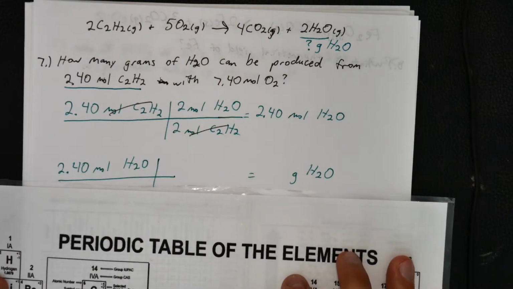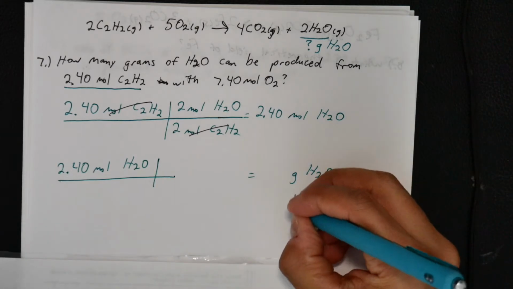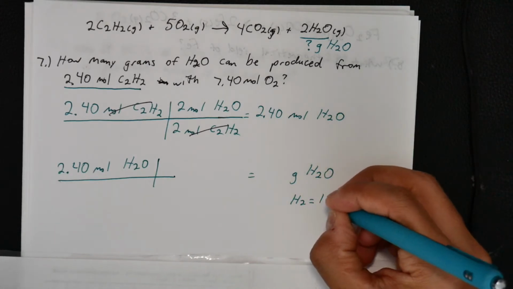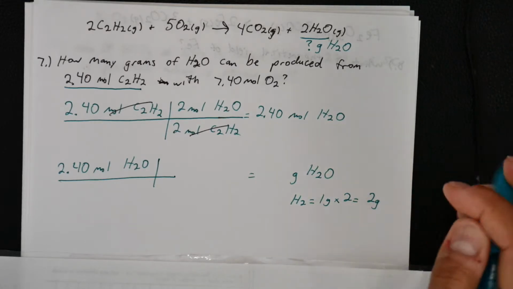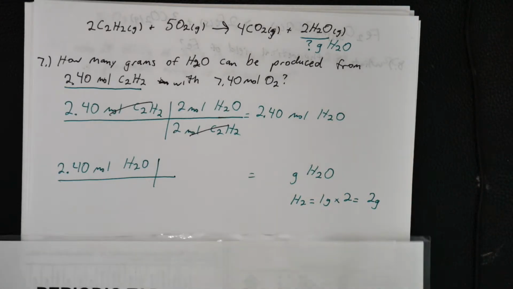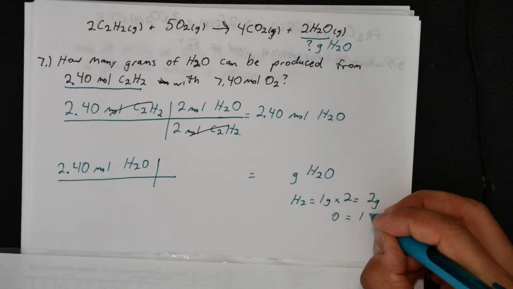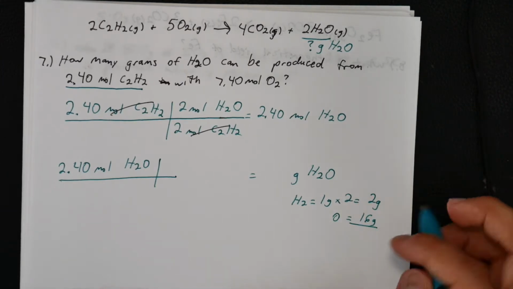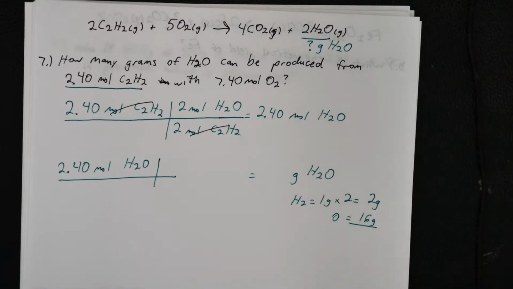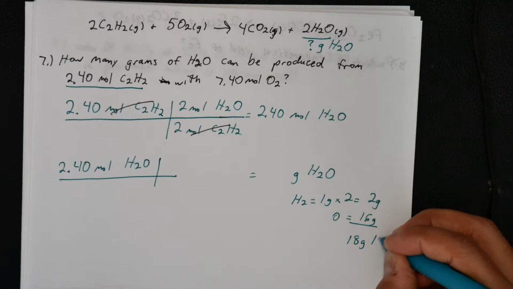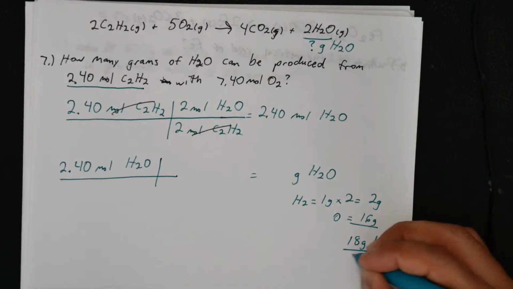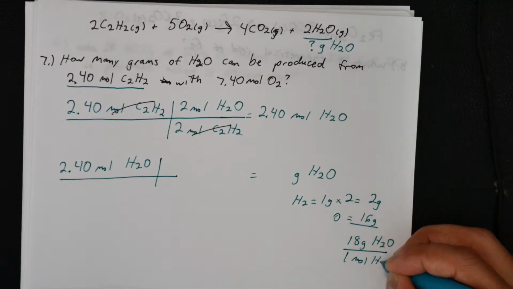Hydrogen has a molar mass of 1. So H2 is basically 1 gram times 2, because there are 2 of them, so 2 grams. And then O is 16 grams. If you add those together, the molar mass of H2O is about 18 grams per mole. So 18 grams of H2O per 1 mole of H2O.